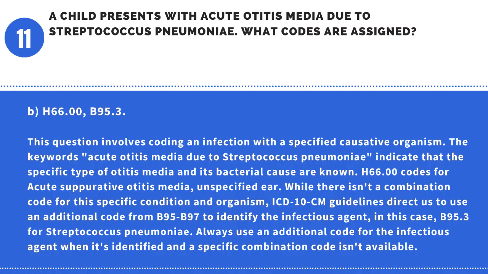This question involves coding an infection with a specified causative organism. The keywords acute otitis media due to Streptococcus pneumoniae indicate that the specific type of otitis media and its bacterial cause are known. H66.00 codes for acute suppurative otitis media, unspecified ear. While there isn't a combination code for this specific condition and organism, ICD-10-CM guidelines direct us to use an additional code from B95 to B97 to identify the infectious agent. So B95.3 for Streptococcus pneumoniae is also assigned. Always use an additional code for the infectious agent when it's identified and a specific combination code isn't available.